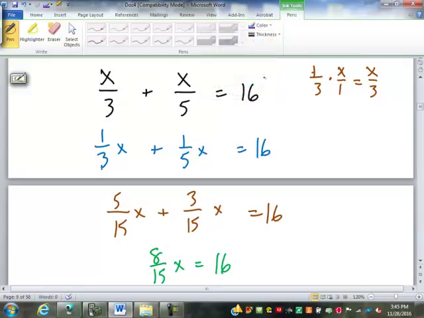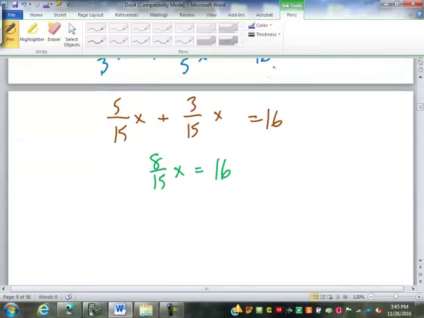How would I solve that? Well, just like if I had 3x equals 12 or 5x equals 35 or whatever, I would divide by whatever is multiplying the x. Here, what's multiplying the x is 8/15. So I am going to divide by 8/15. So that's gone. X equals 16 divided by 8/15 is 30.